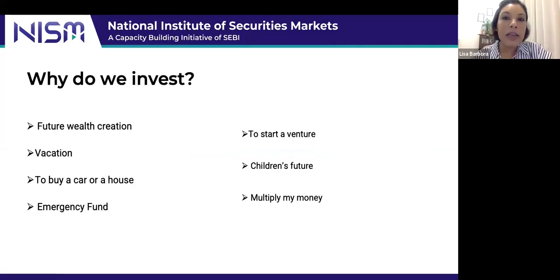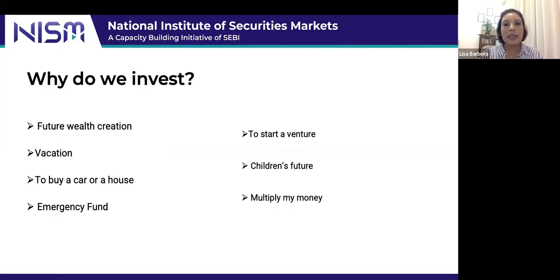And I would really like to begin at why we invest, because investing is not just about where to invest and how much return we make and the risk return dynamics, etc. Investing is also about understanding what we want our money to do for us. What is it that will benefit us if we invest this money? So, what is the purpose of the investment?